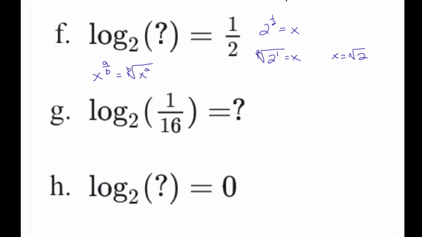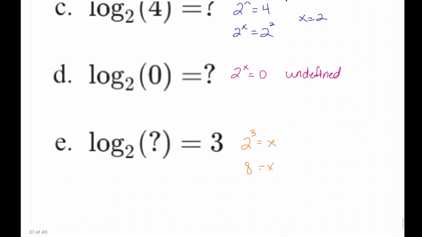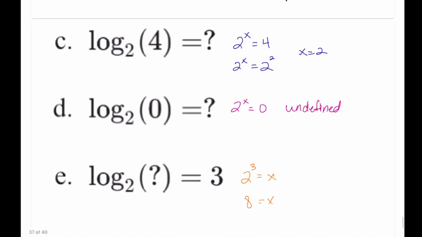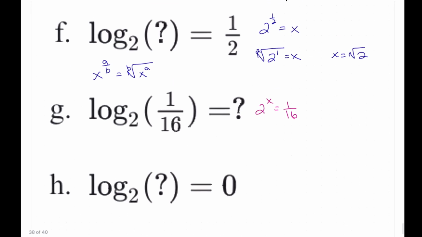See if we can set it up and go from there. What do we got? 2 to the x, x is going to equal 1 over 16. So this one is pretty much the same thing as, what was it, letter B that we worked on, right? So we have to make a choice.